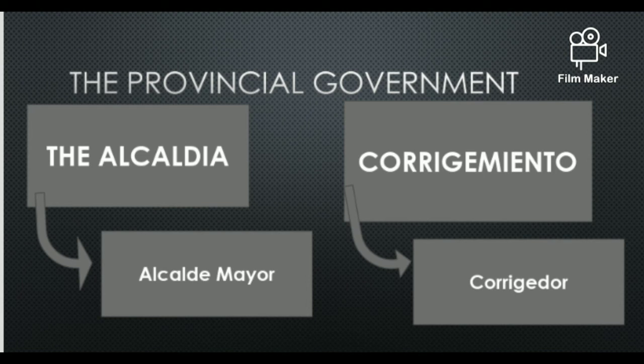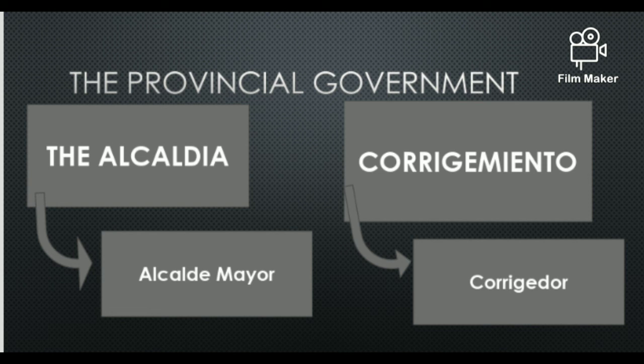The provincial government. The Spaniards created local government units, or LGUs, for the provinces. There were two types of local government units, the Alcaldia, or the Alcalde Mayor, and the Corregimiento, or the Corregidor. The Alcaldia, led by the Alcalde Mayor, governed the provinces that had been fully subjugated or were under Spanish control.